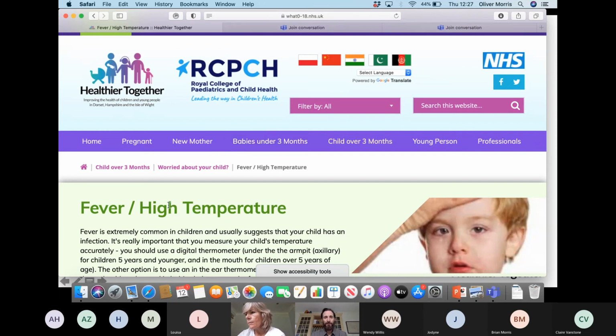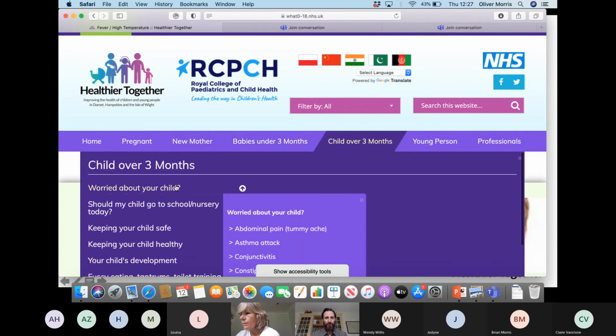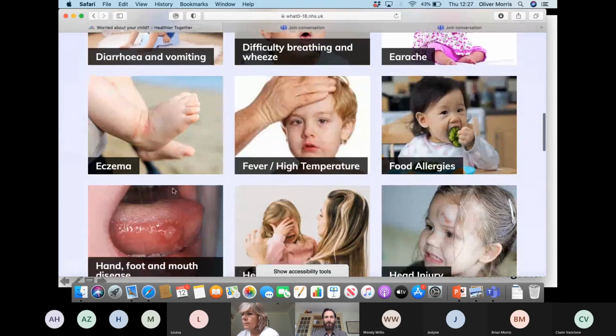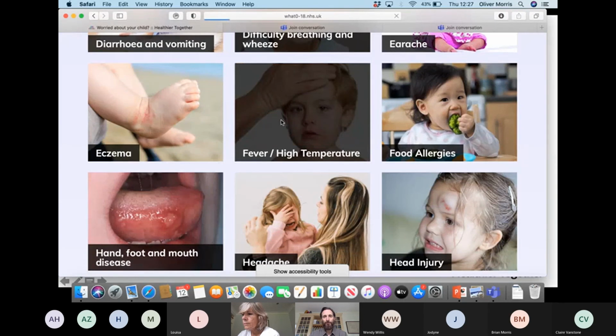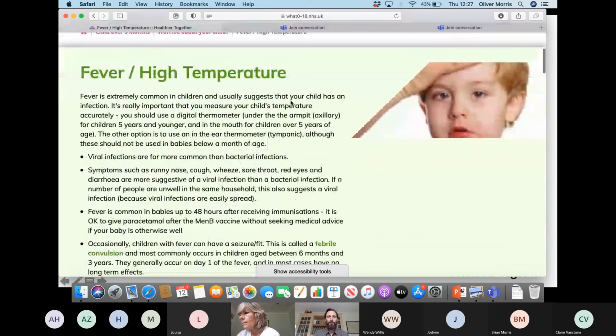So what I pulled up here is the page for children over 3 months, just to show you how it clicks through. So you go to children over 3 months, worried your child is unwell, and if you follow that through, you'll get to a page that's got all these different options. And the fever and high temperature is obviously one of our commonest presentations, so that's why I've picked this one. And they also use a similar format.